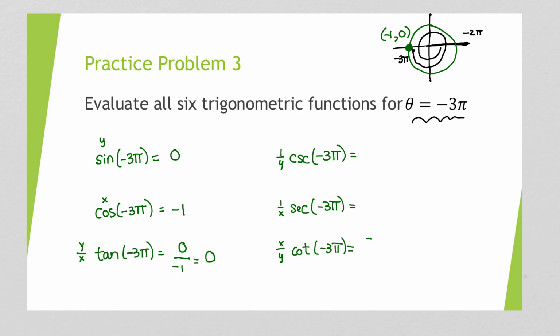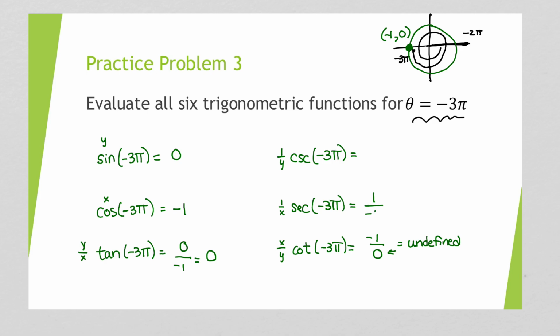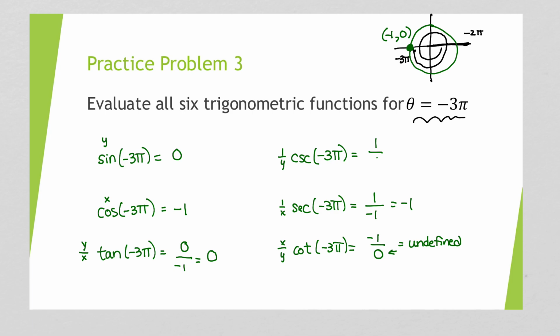I have that the cotangent is negative 1 divided by 0. Can't have 0 on the bottom. That means cotangent is undefined at negative 3 pi. Secant is 1 divided by x. That's just negative 1. And cosecant is 1 divided by 0. Again, can't have 0 in the denominator. We cannot divide by 0. Everything blows up. And so we would say that the cosecant is undefined.